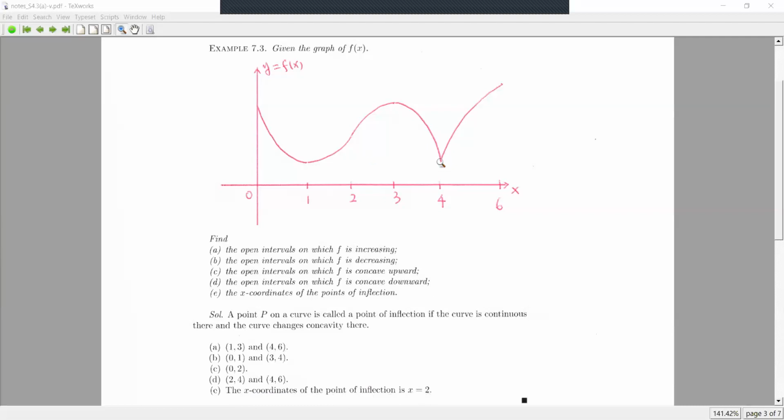How about this point? This point is not a point of inflection because on the left, the graph is concave down. On the right of this point, the graph is also concave down. So at this point, the graph doesn't change concavity. Therefore, this point is not a point of inflection.